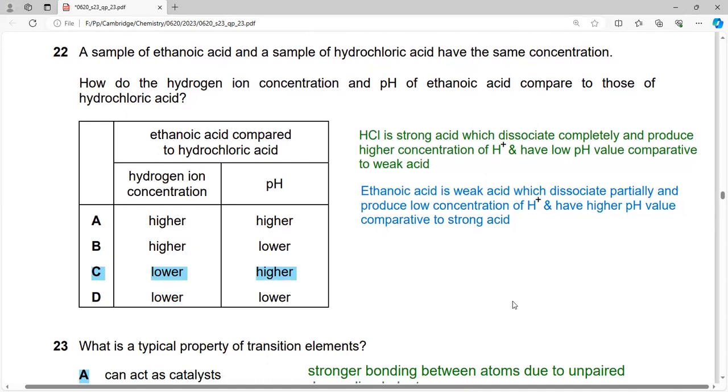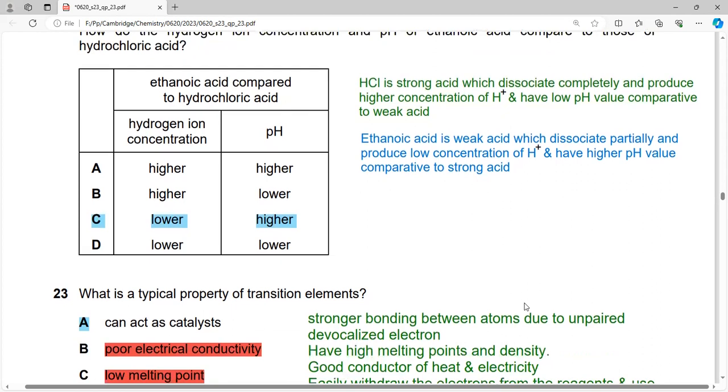Question number 22. A sample of ethanoic acid and a sample of hydrochloric acid have the same concentration. How do the hydrogen ion concentration and pH of ethanoic acid compare with hydrochloric acid? We can see that hydrochloric acid is a strong acid. It will completely dissociate and produce a high concentration of hydrogen ions, and its pH value will be low compared to a weak acid. In the same way, ethanoic acid is a weak acid. It will partially dissociate and comparatively produce a low concentration of hydrogen ions, and the pH value will be higher. So compared to hydrochloric acid, the hydrogen ion concentration of ethanoic acid will always be lower, and the pH value will be higher because the number of hydrogen ions is low. So C is our correct option here.